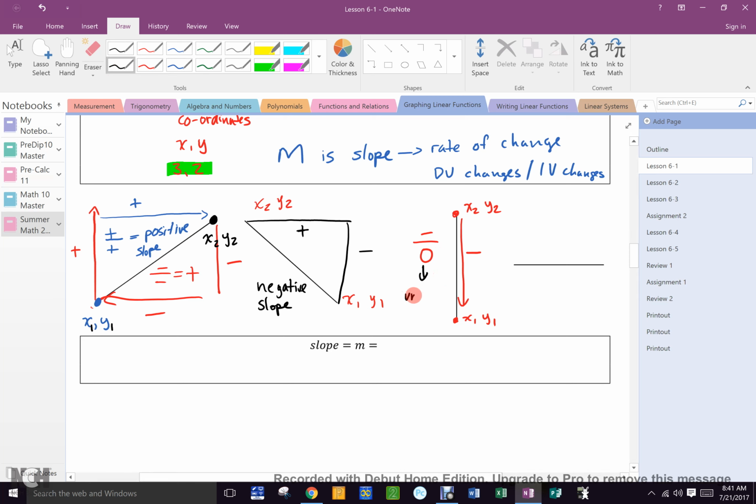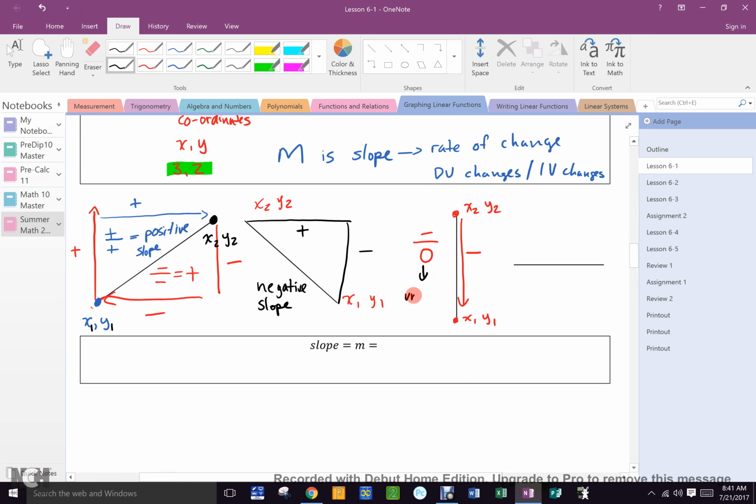So I have now given you 3 ways to describe slopes. They are positive, they are negative, or they are undefined. But you guys are smart kids. There's 4 lines here. So there must be a 4th way to describe slope.